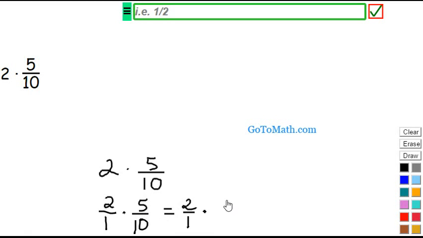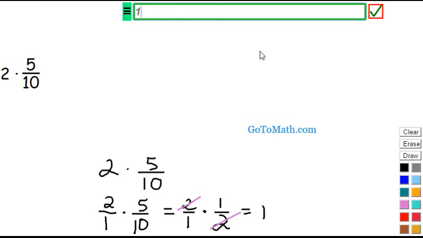5 goes into 5 one time, and 5 goes into 10 2 times. See that? So then we can also cross those guys out, and now we're left with 1. Isn't that funny? We're left with 1. So the answer to this reduces down to 1.